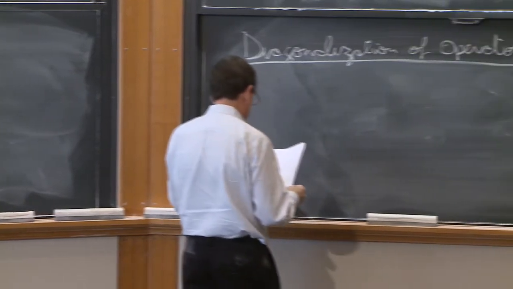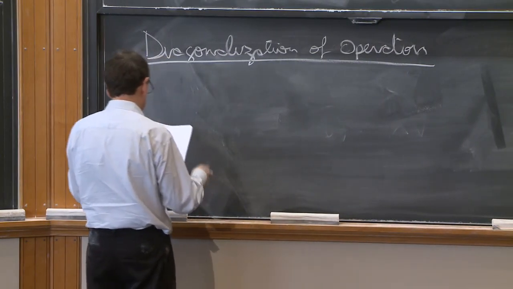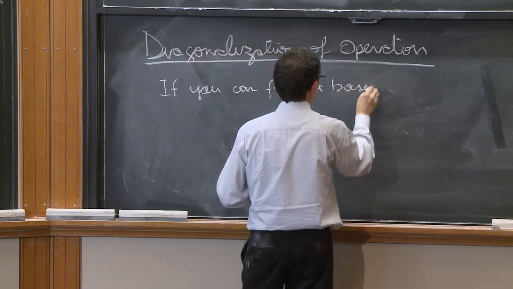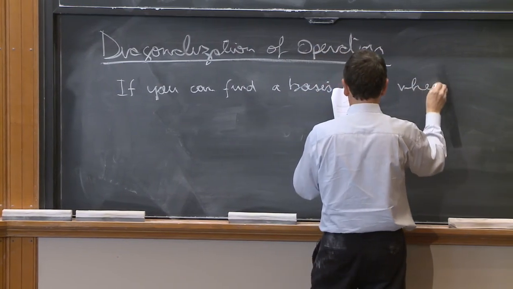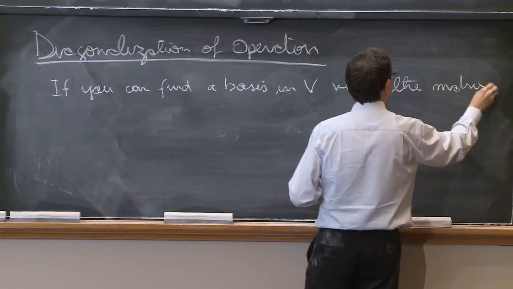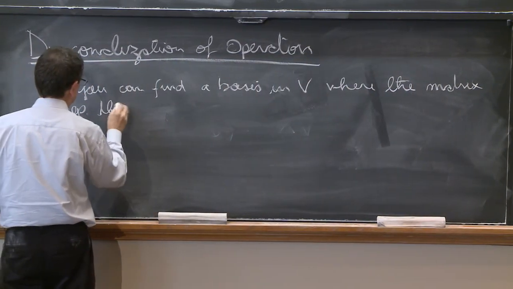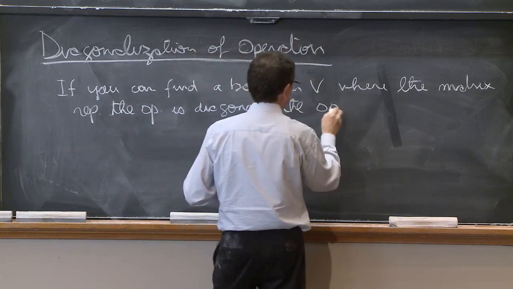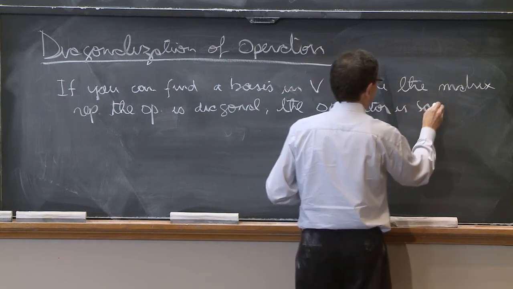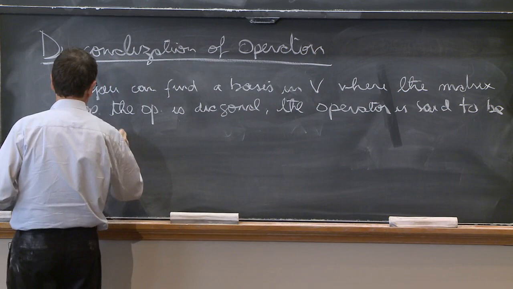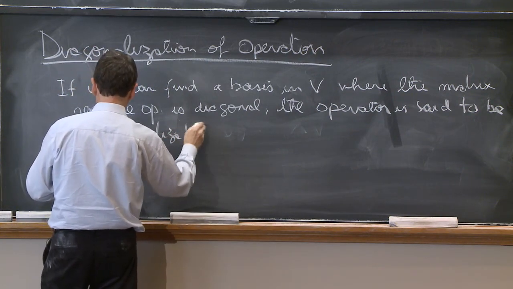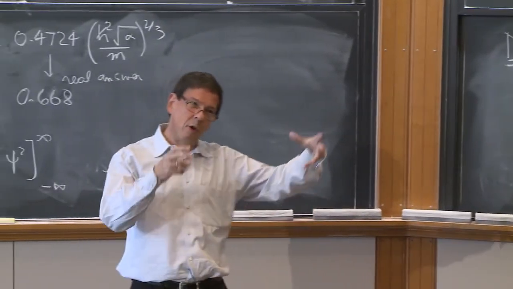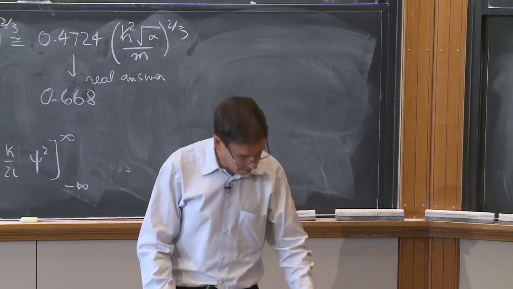So let me just write it like this. If you can find a basis in V where the matrix representing the operator is diagonal, the operator is said to be diagonalizable. So to be diagonalizable is just a statement that there is some basis where you look at the matrix representation of the operator and you find that it takes the form of a diagonal.